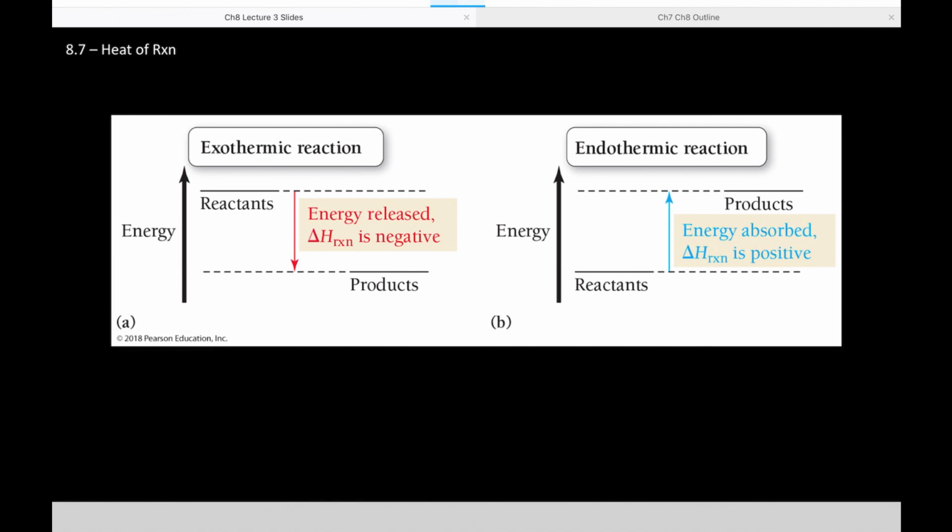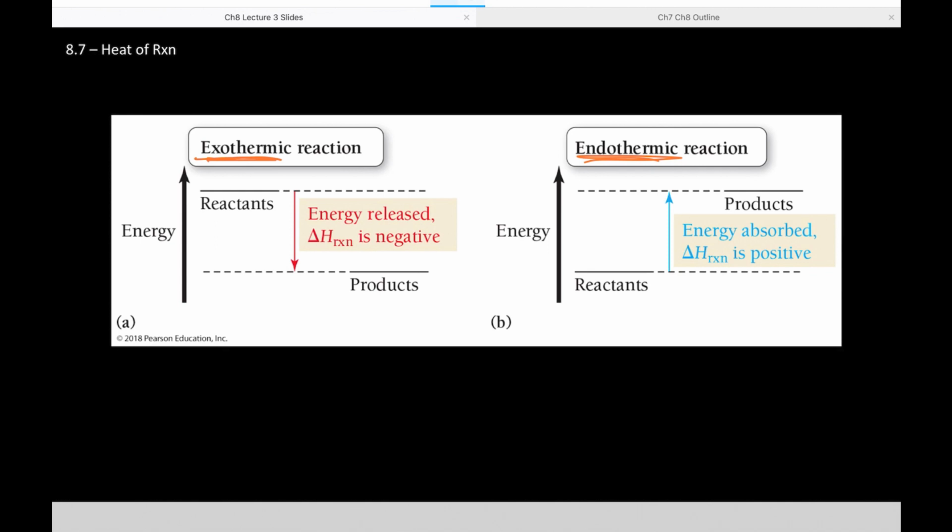Honors Chemistry, and welcome to 8.7, the last little tidbit from Chapter 8. So, really, 8.7 is just re-emphasizing and adding a little bit more information to the topic we already started in Chapter 3, which is the concept of reactions or processes being exothermic or endothermic.